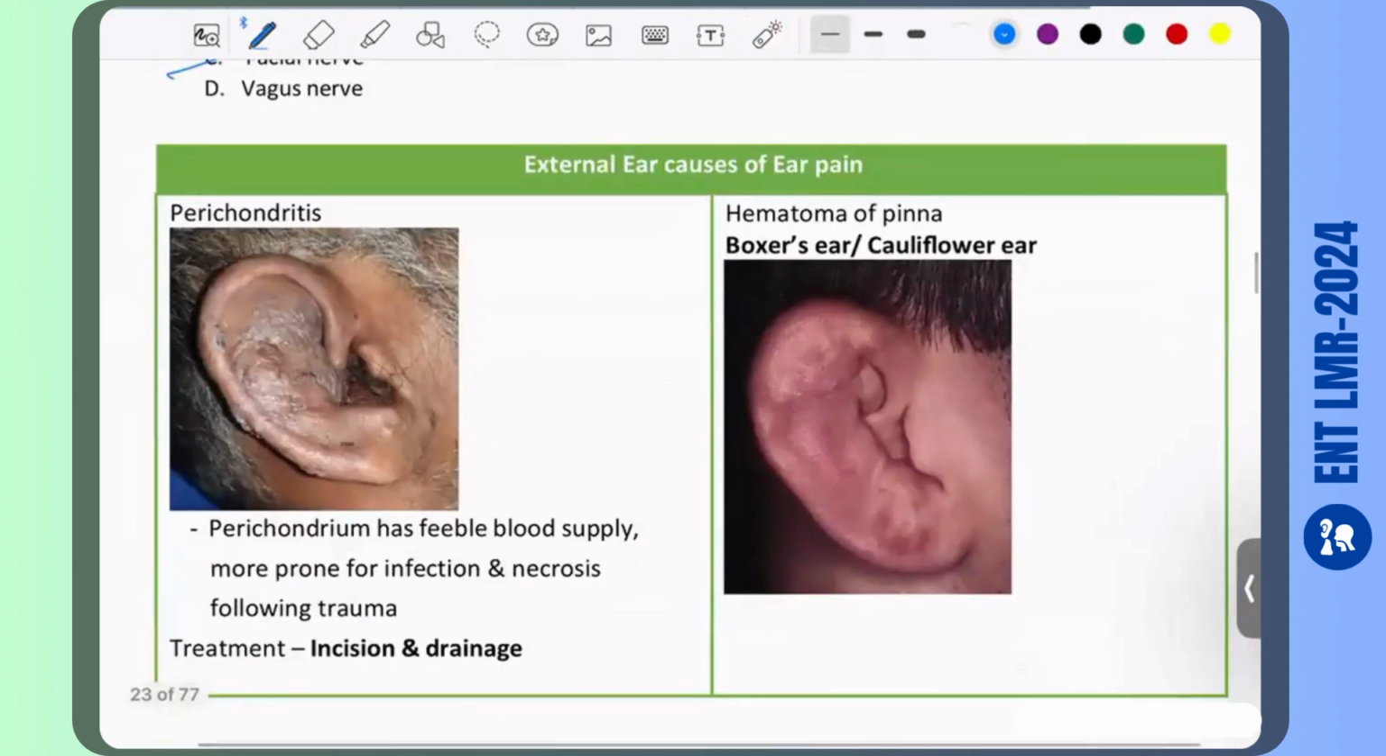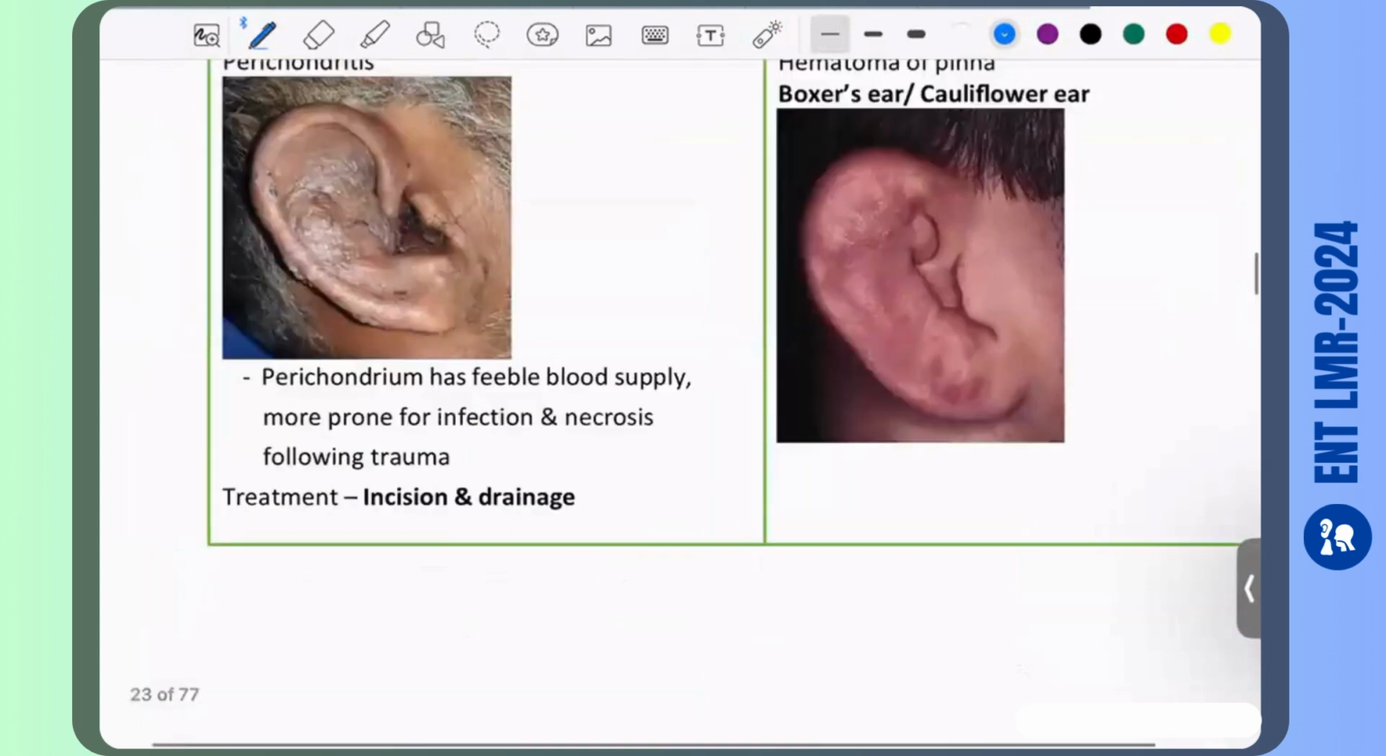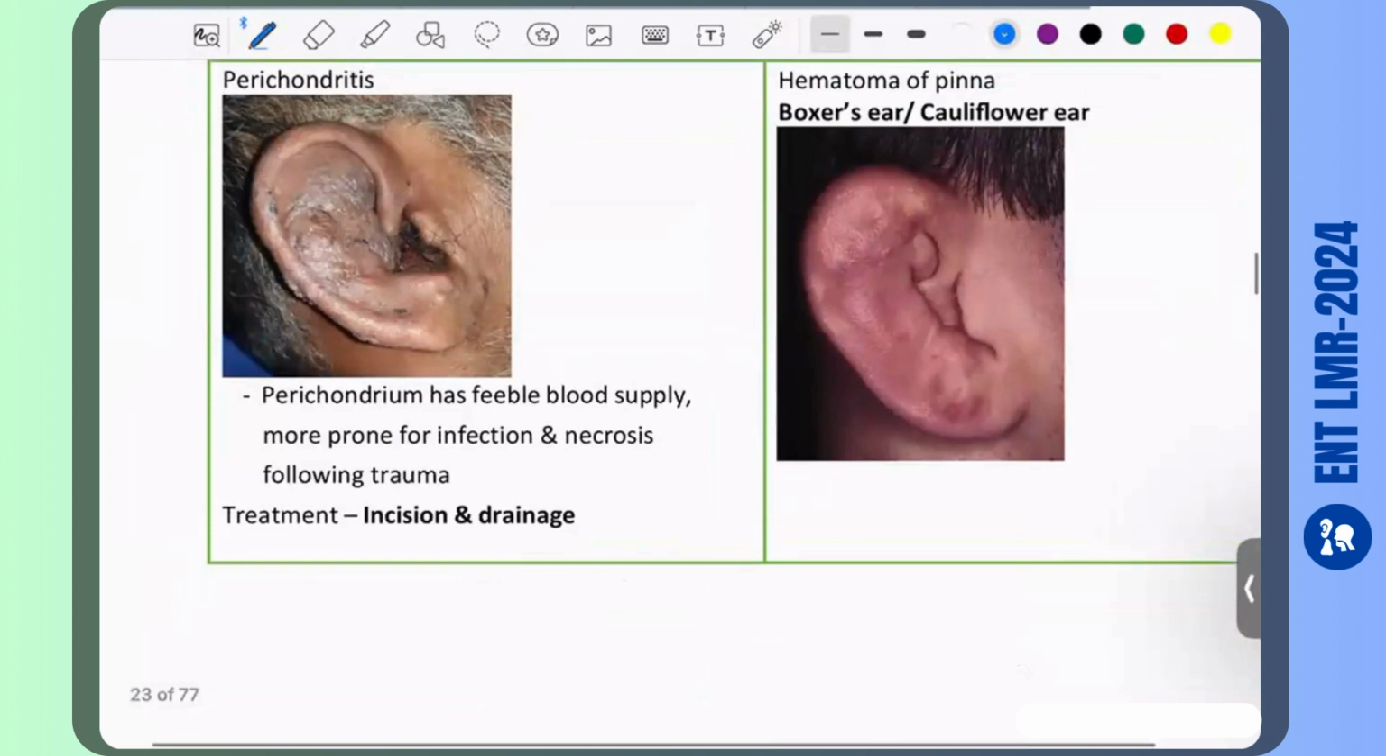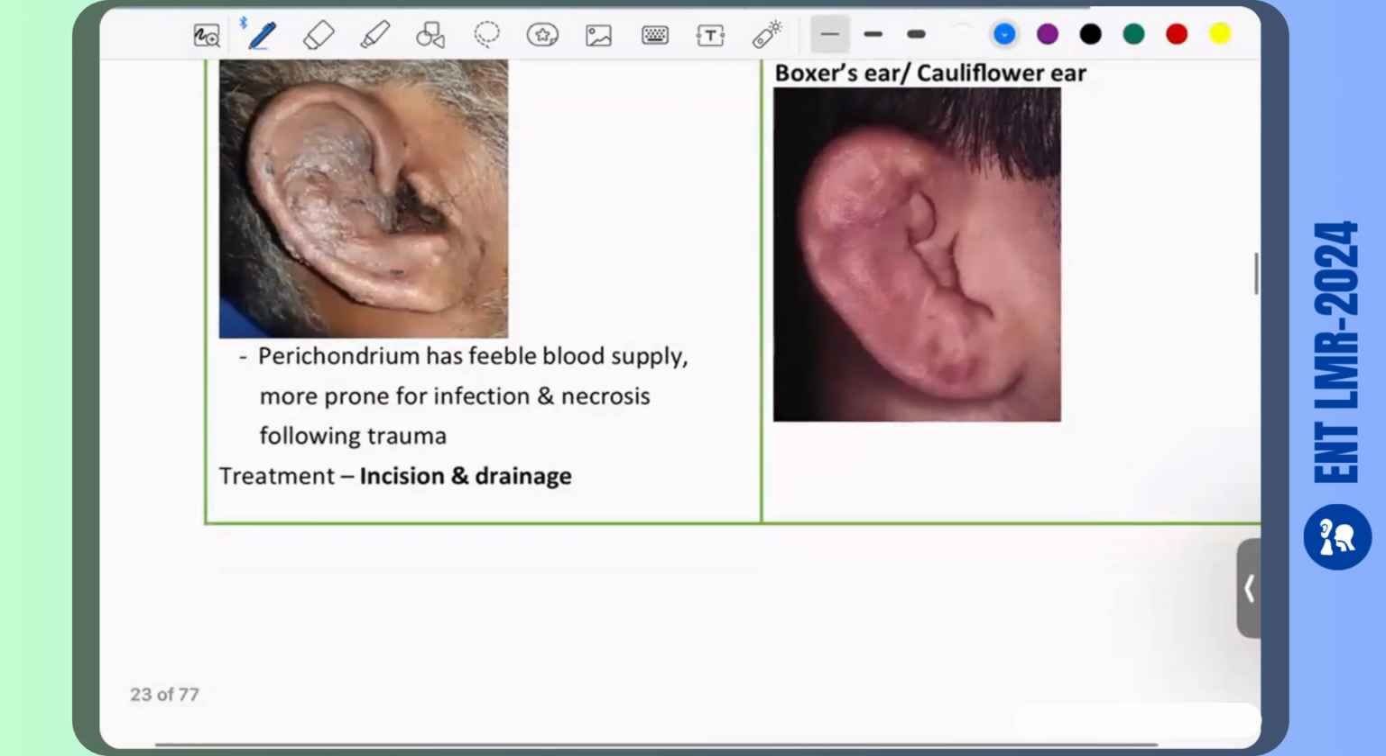So what are the external ear causes of ear pain? First is perichondritis. The concept is very simple. The perichondrium has a feeble blood supply. If it is traumatized or cut, that can lead to a lot of infection in the form of perichondritis. So you should give high-grade antibiotics and do an instant drainage if it forms pus points.